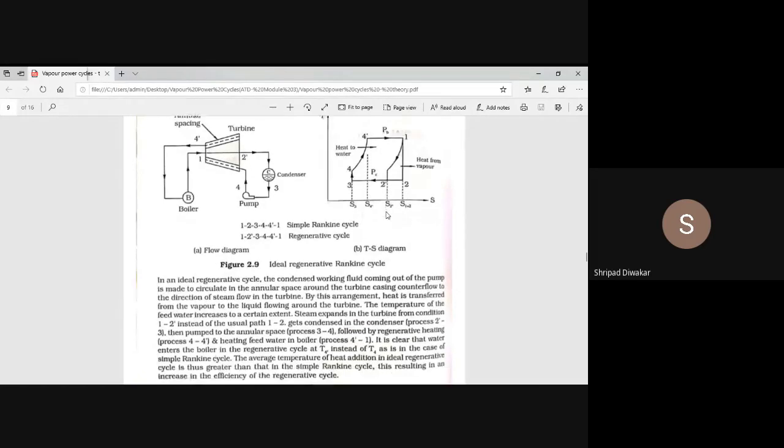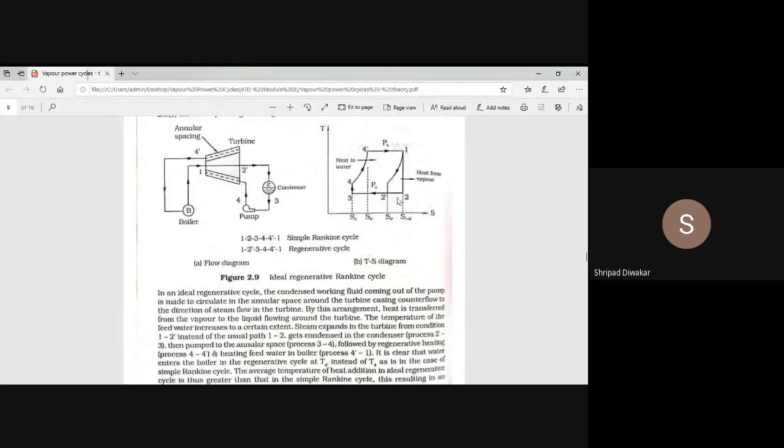So heat supplied is during process 1 to 4 dash, heat rejected is during process 2 to 3 dash. So heat supplied is T1 into (S1 minus S4 dash). Heat rejection between the process 2 to 3 dash is at temperature T2. Okay, this is T2 into (S2 dash minus S3), you remember.